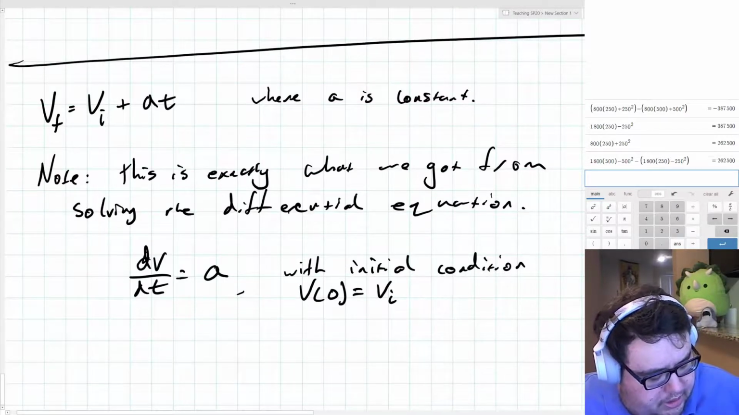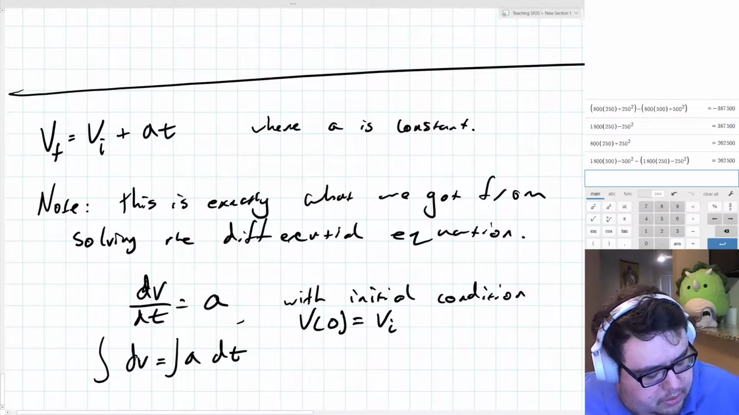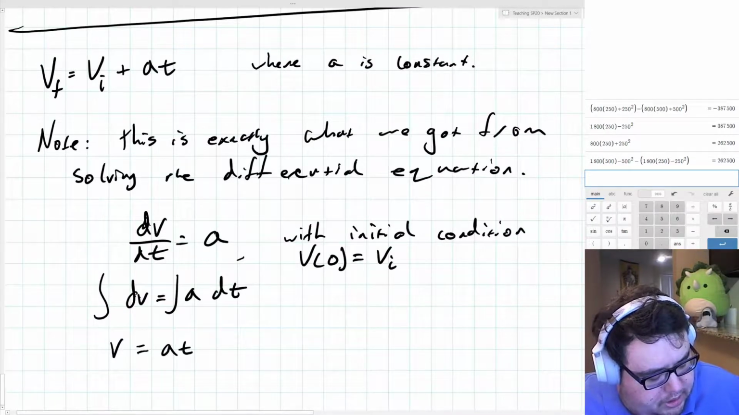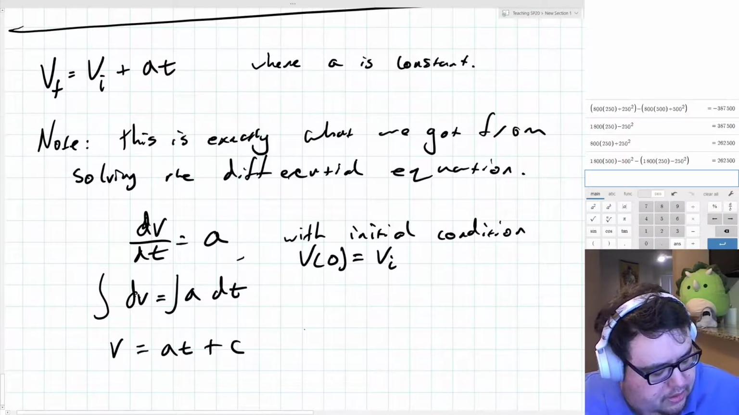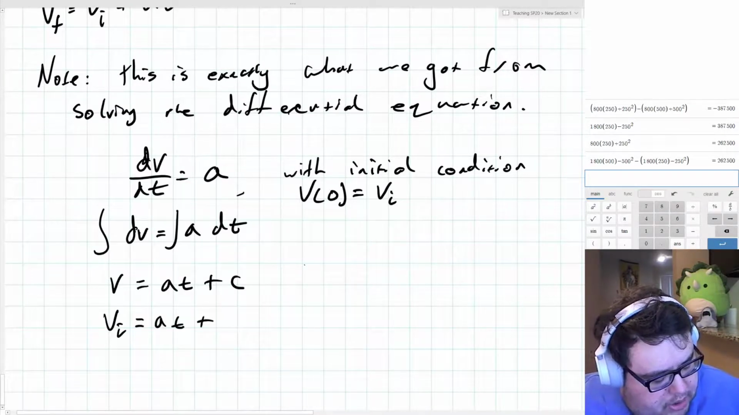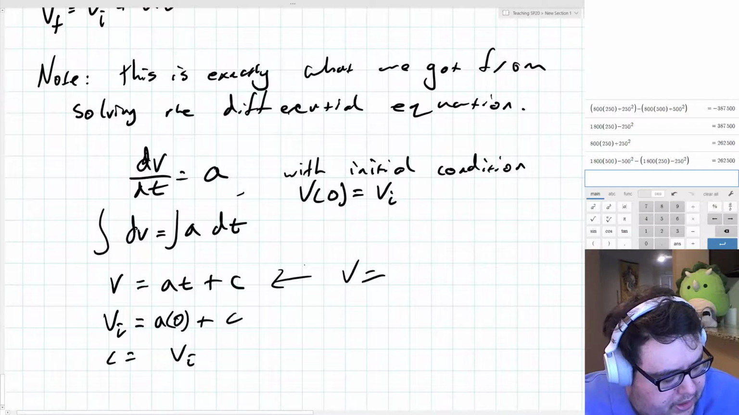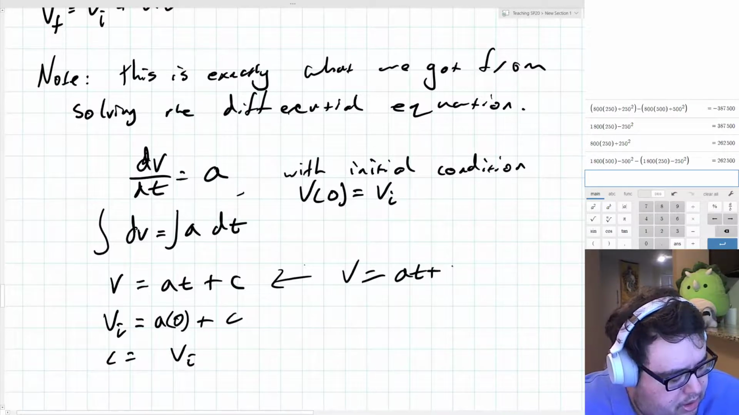So again, we could say that dv is equal to a dt. We can integrate both sides. We get that v is equal to at plus a constant. And then plugging in here, we get that the initial velocity is equal to a times 0 plus a constant. So the constant is equal to the initial velocity. And we get exactly that formula. v is equal to at plus the initial velocity.